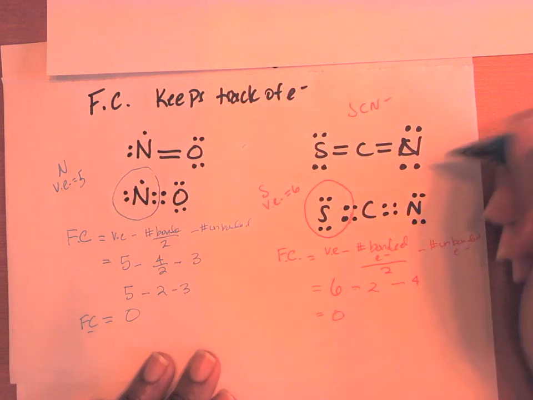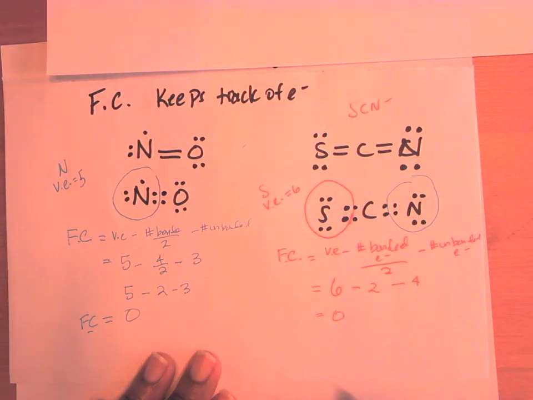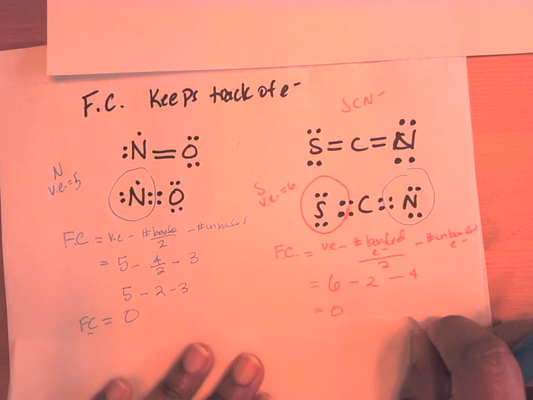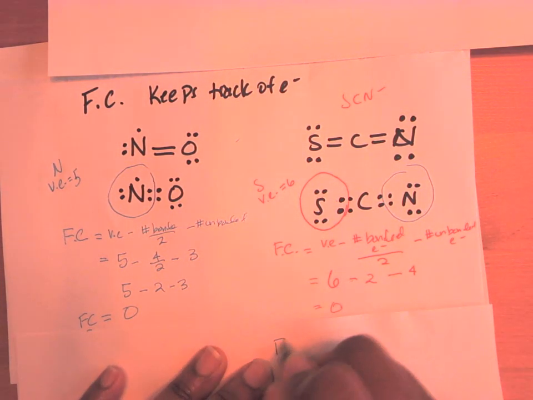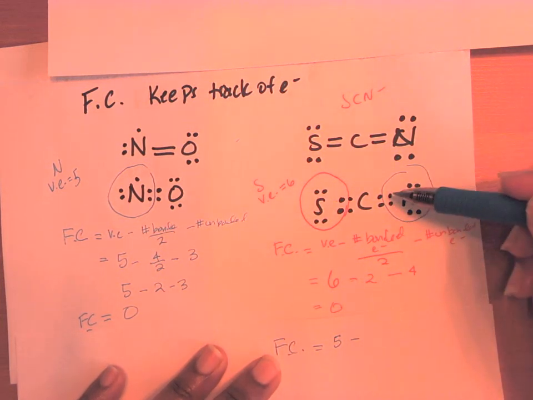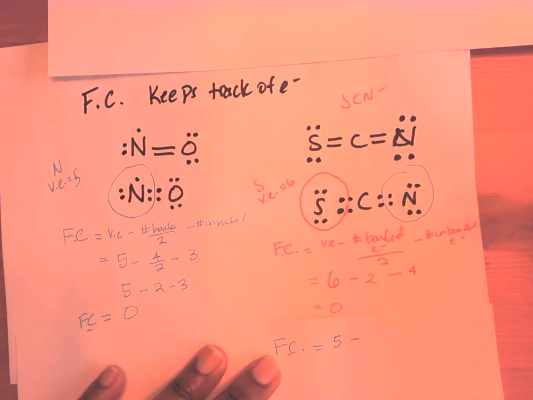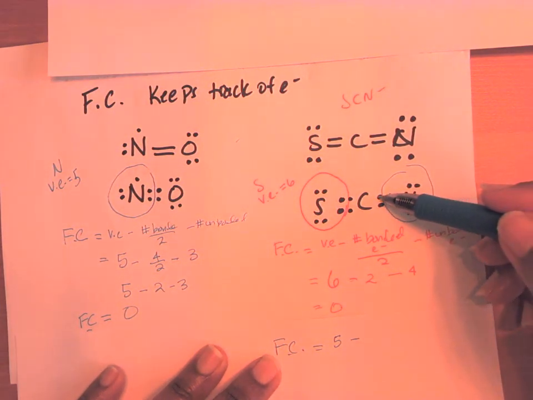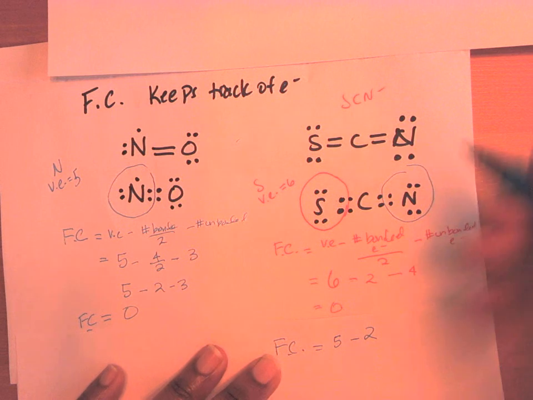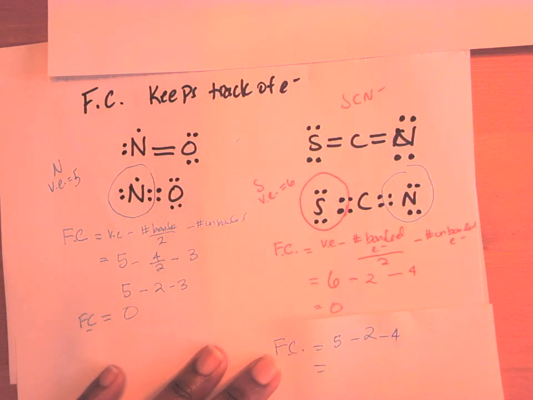Let's try one last example, and let's try it for this nitrogen. So we're going to do the same thing for nitrogen. Nitrogen is in group 15, so the number of valence electrons here is 5. Number of bonded electrons, again, I could do 1, 2, 3, 4, and then divide that by 2 if I count all electrons in the bond attached to it, or just count the number of bonds, 1, 2. And then the number of unbonded electrons, 1, 2, 3, 4. So when we calculate that, we get 5 minus 2 minus 4, which gives us a formal charge of -1. So this nitrogen actually has a formal charge of -1.